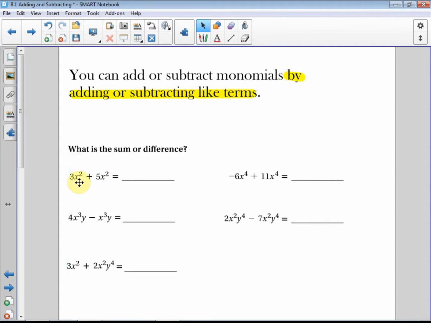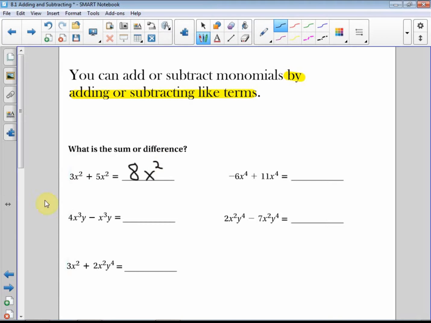Anyway, so what is the sum or difference? Well, let's take a look here. Do we have like terms? We absolutely do have like terms. So we will add the coefficients and keep the variables. 3x squared plus 5x squared. We have 8x squared.